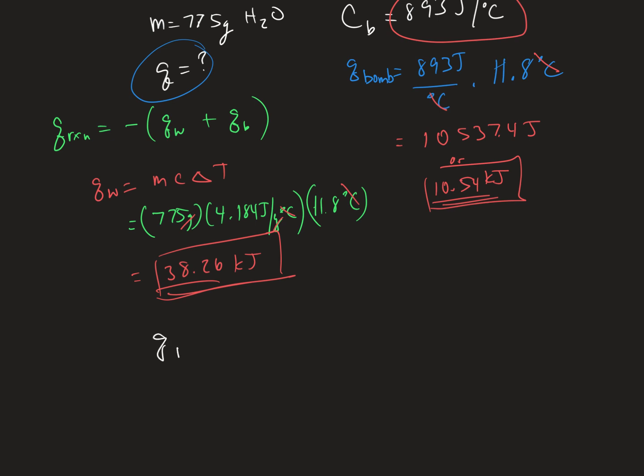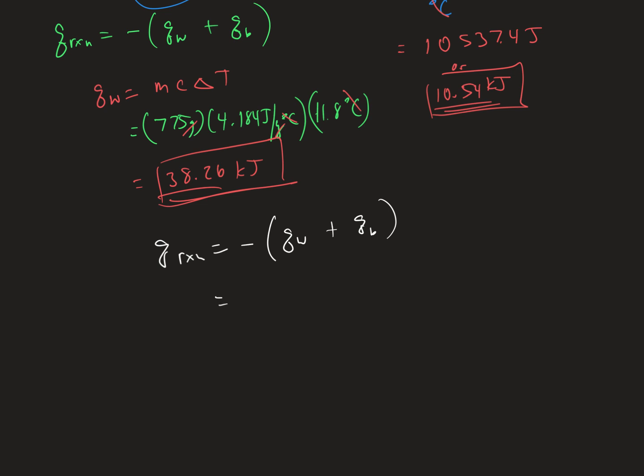So the heat of reaction is equal to the negative of the heat of water plus the heat of the bomb. So that's equal to negative, heat of the water is 38.26 kilojoules plus heat of the bomb is 10.54 kilojoules, making the heat of the reaction negative 48.8 kilojoules.